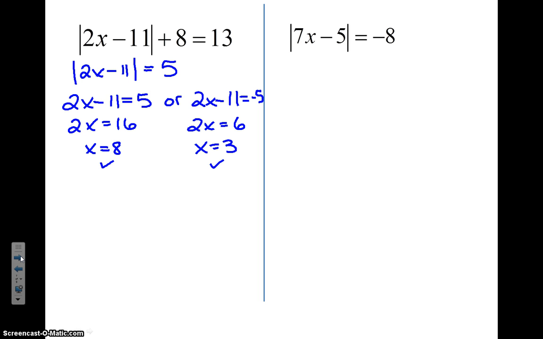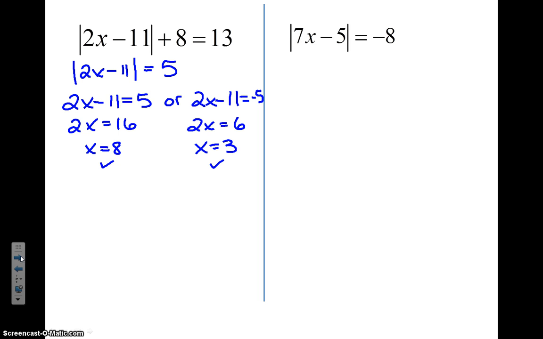All right, so our next problem is the absolute value of 7x minus 5 equals negative 8. Check to see that the absolute value sign is isolated, so there's nothing on the left side of the equation but that absolute value, so it is isolated at this point. So this is saying what value of x would make the expression 7x minus 5 a distance away from 0 of negative 8.